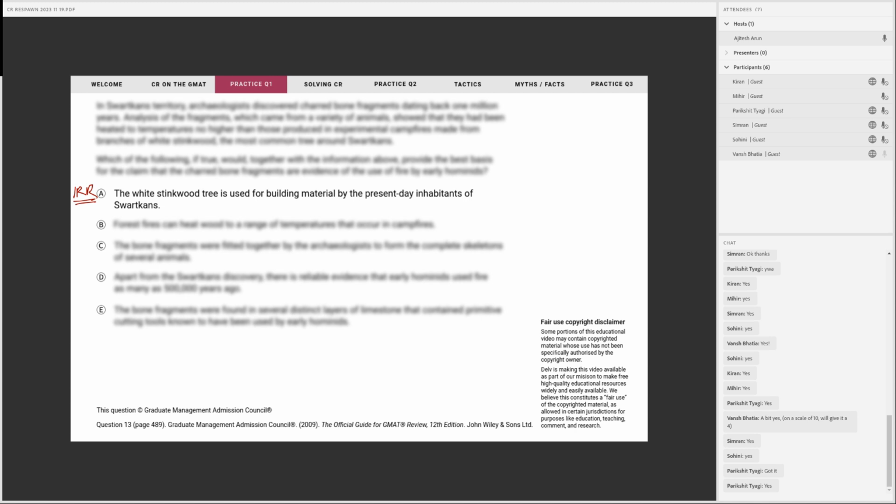Quick check. Give me a quick yes or a no, or ask your question. Unmute yourself and ask your question if you're not sure about this. Okay, Mihir and Simran are comfortable with this. Let me just get a quick check from the others. Kiran is also okay. Parikshit is comfortable. Shohini, option A, are we comfortable with this?